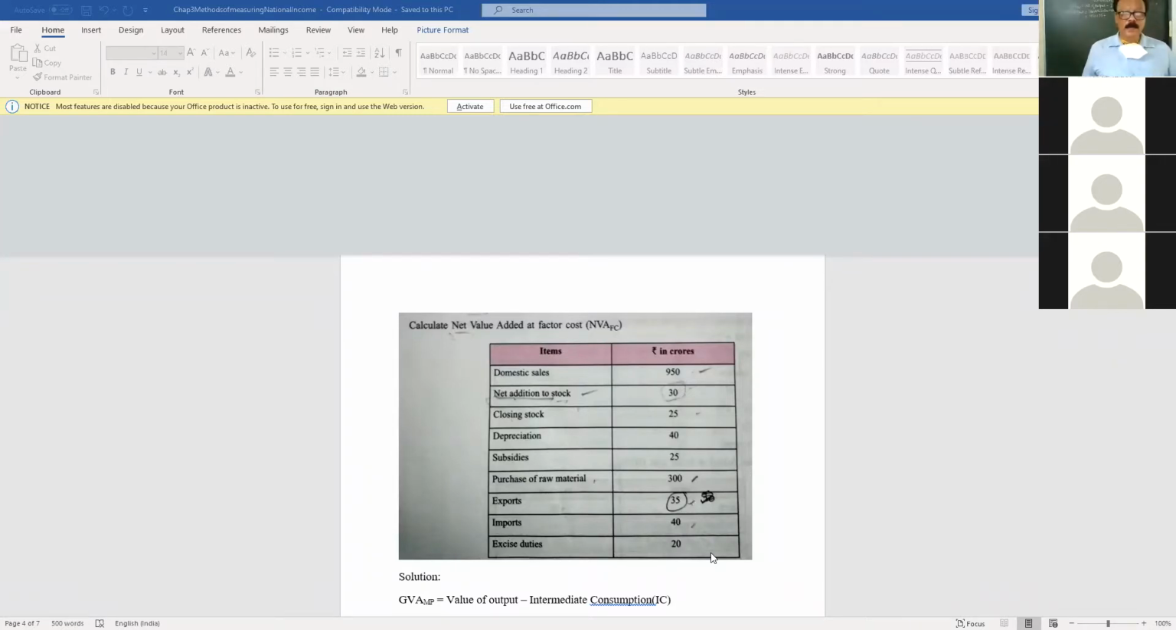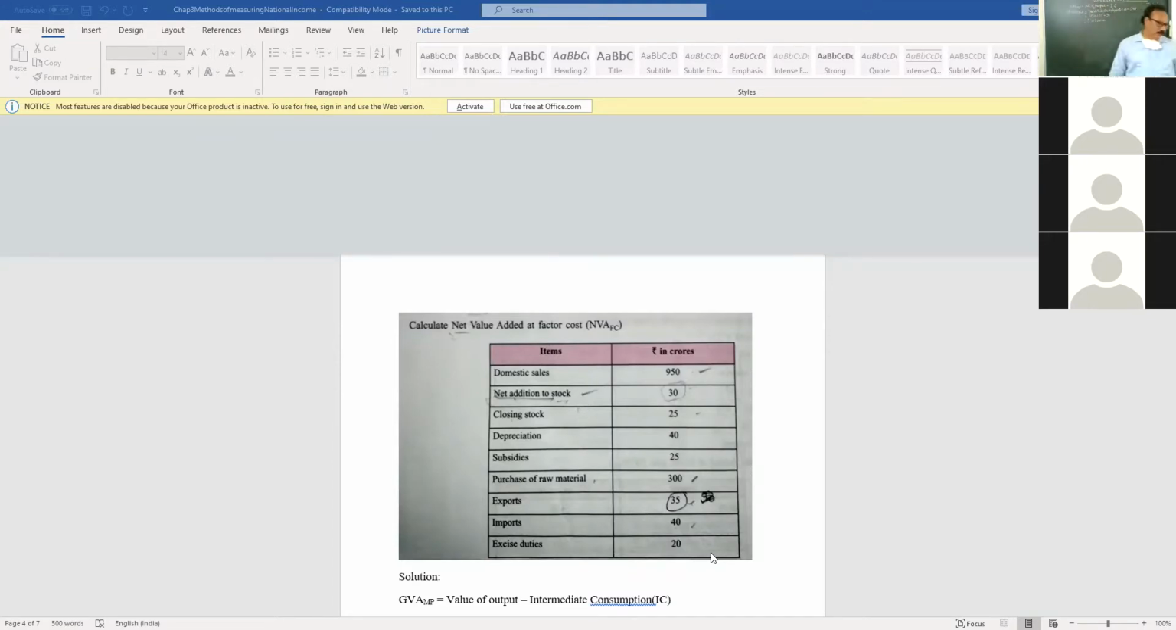It is given here as net addition to stock. Closing stock is given and net addition to stock. Now closing stock is a part of the addition to stock, so here it will be plus 30. We will take the value of net addition to stock. That gives you how much? 950, 35 and 30: 5, 6 and 5, 11. 1015 crores. What is this value? This value is the value of output.